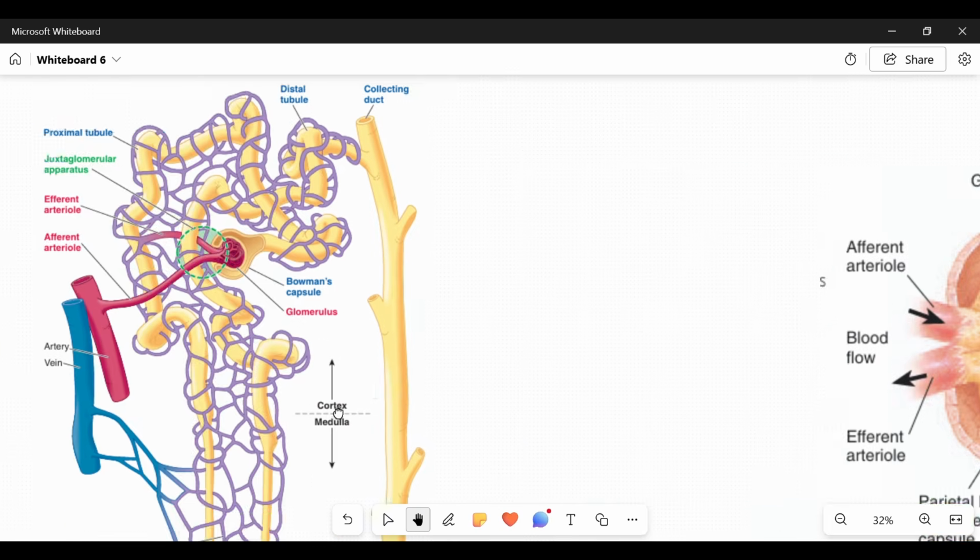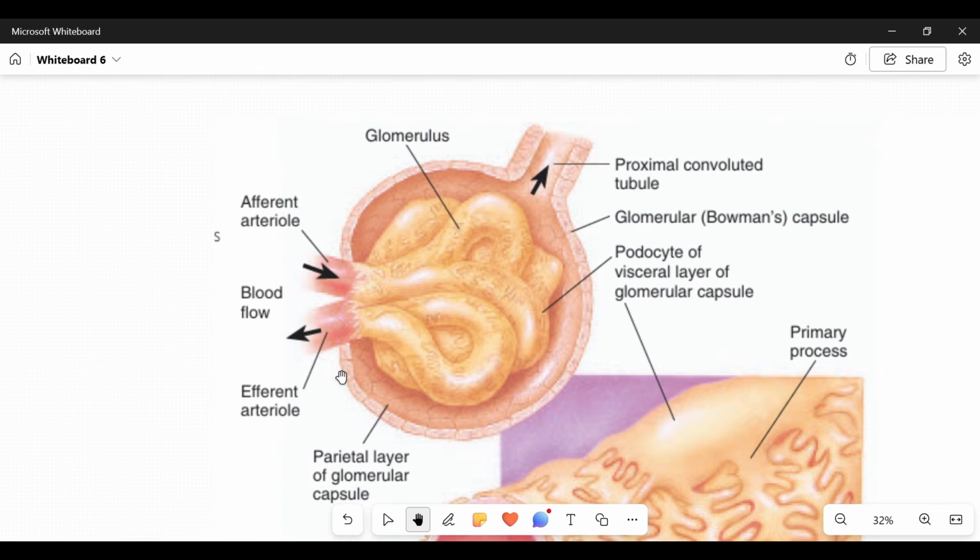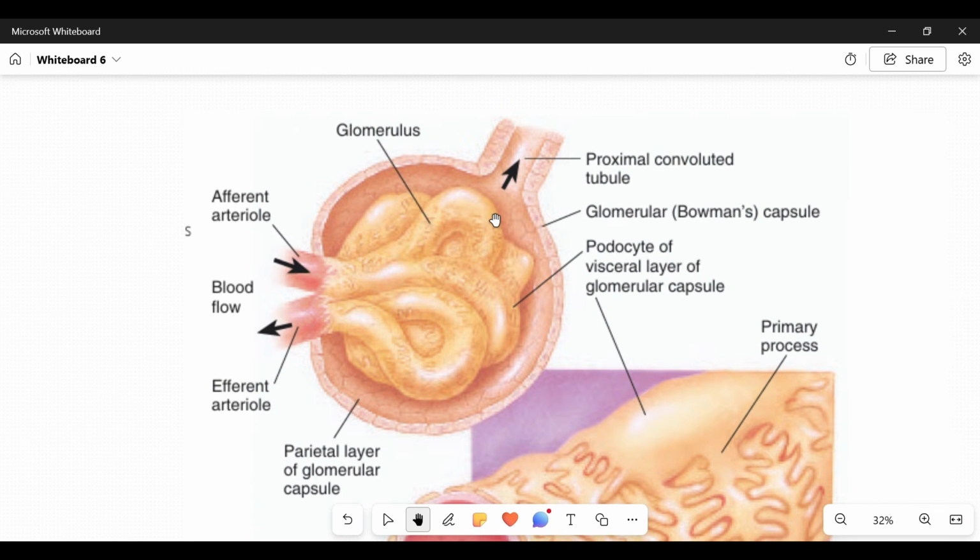So let's look at this image here. We can see the glomerulus over here, and then a Bowman's capsule where the filtrate that is formed would enter. Now also take note of the fact that we have the afferent arteriole, which brings blood to the glomerulus, then the efferent arteriole, which takes blood from the glomerulus back into circulation.